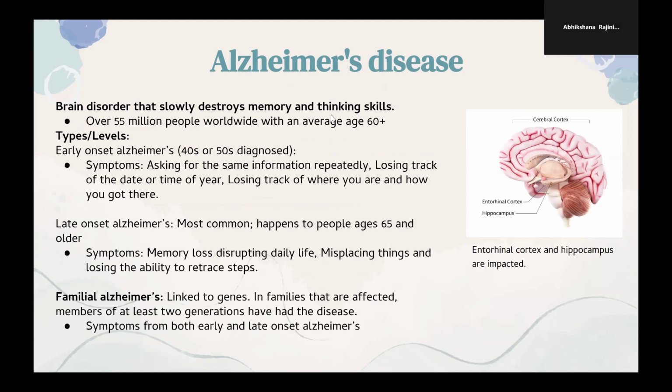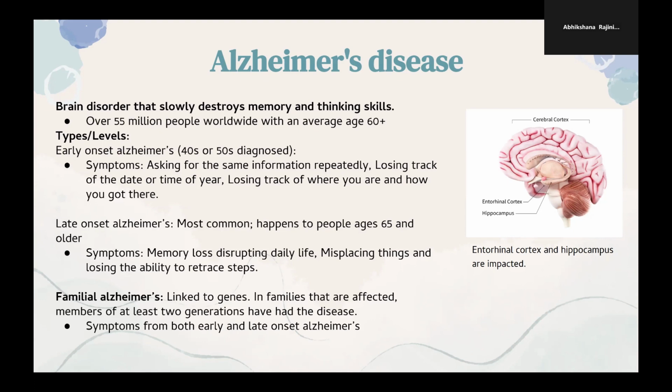Next is Alzheimer's disease. It's a brain disorder that slowly destroys memory and thinking skills and affects about 55 million people around the world. People who have Alzheimer's are mostly in their 60s or older. And there are two types of Alzheimer's, early onset and late onset.